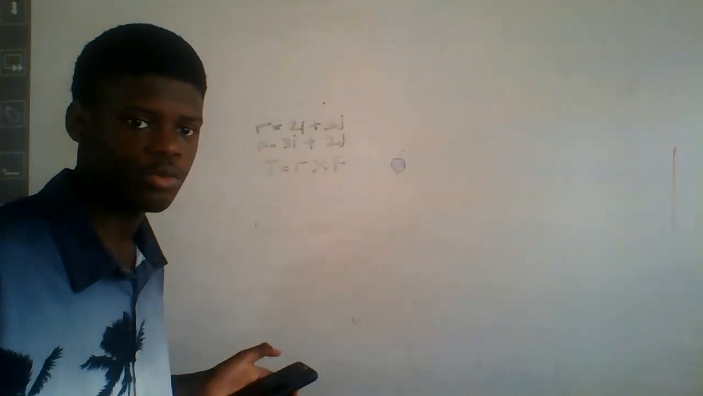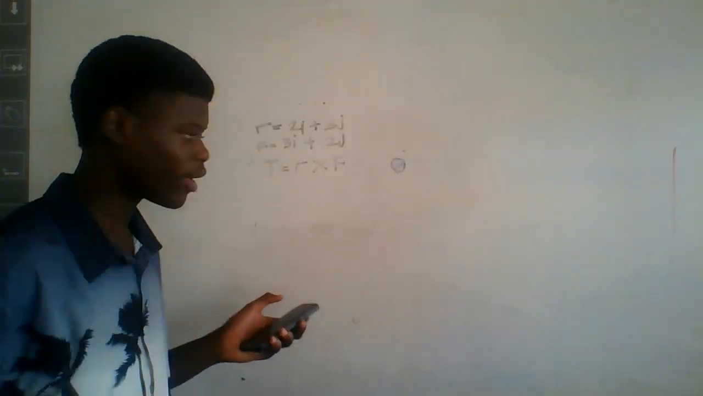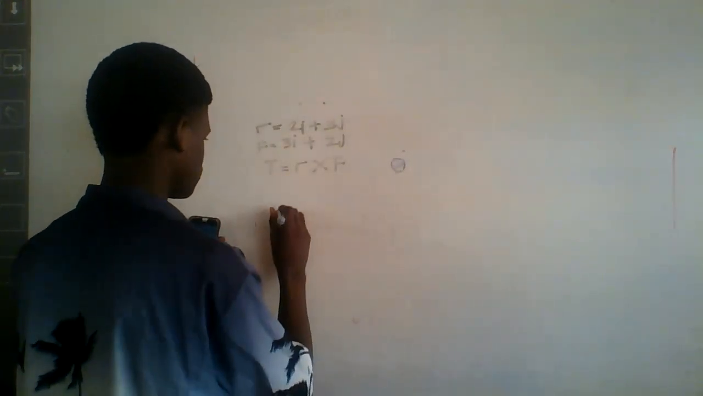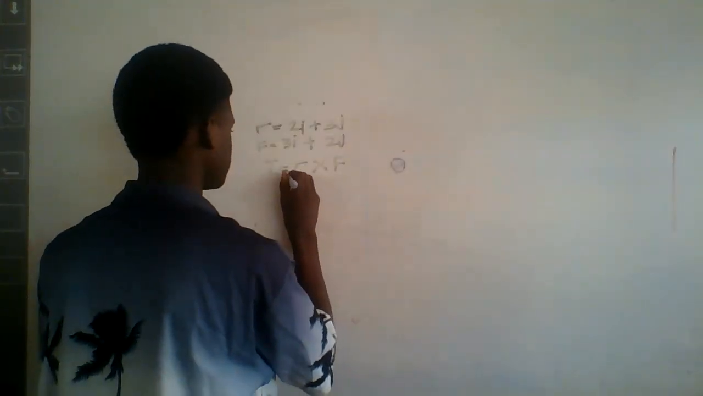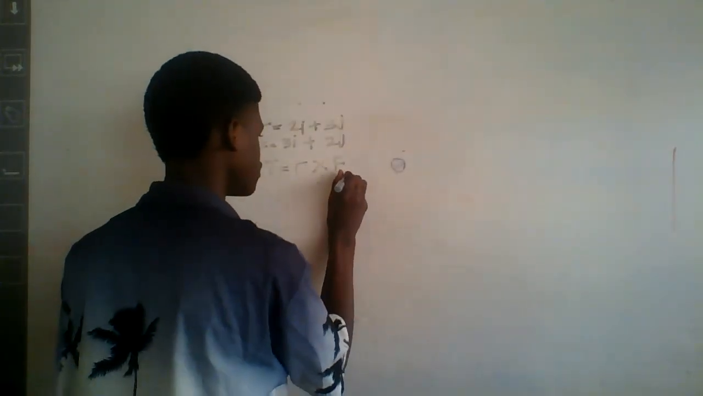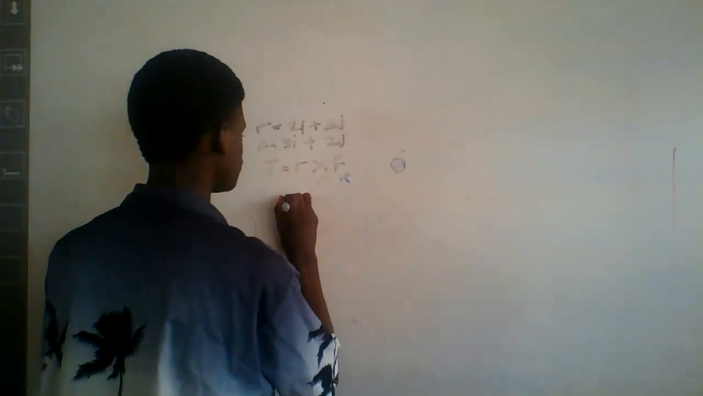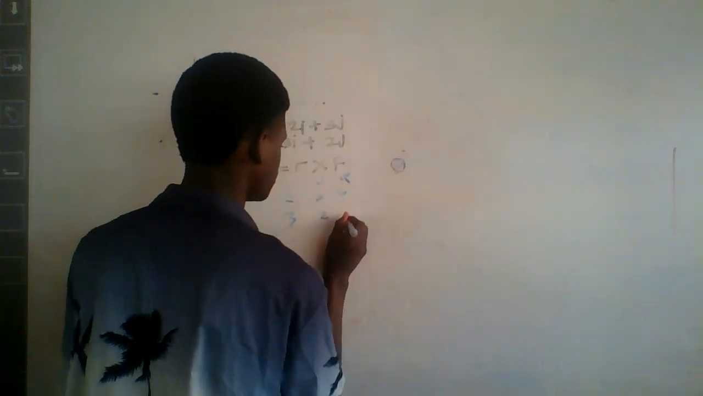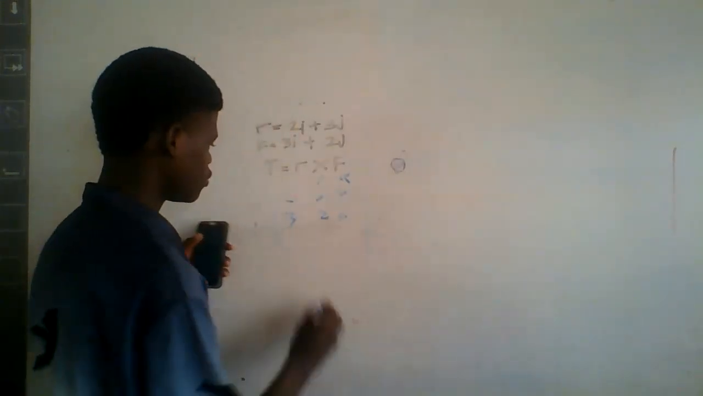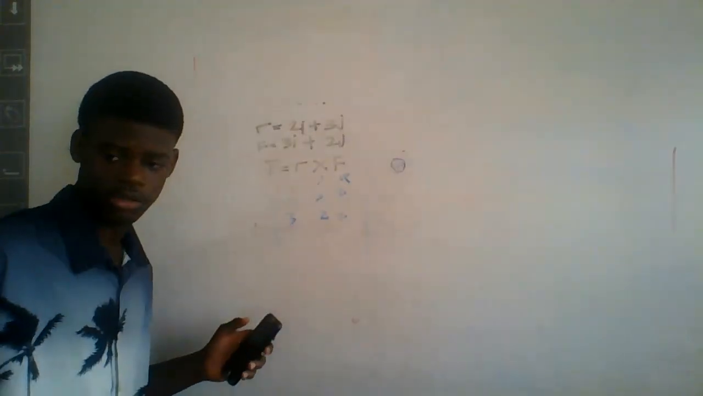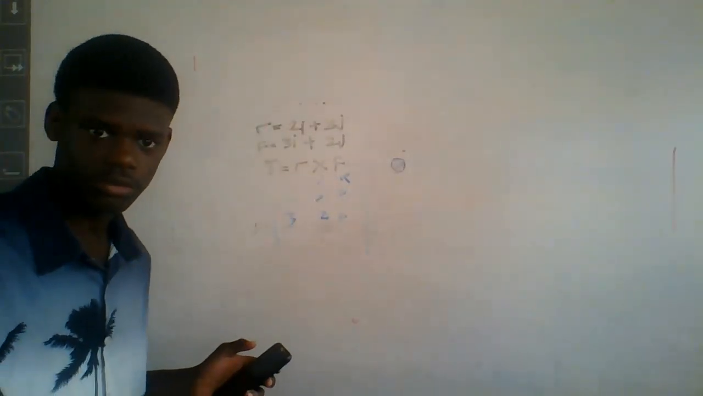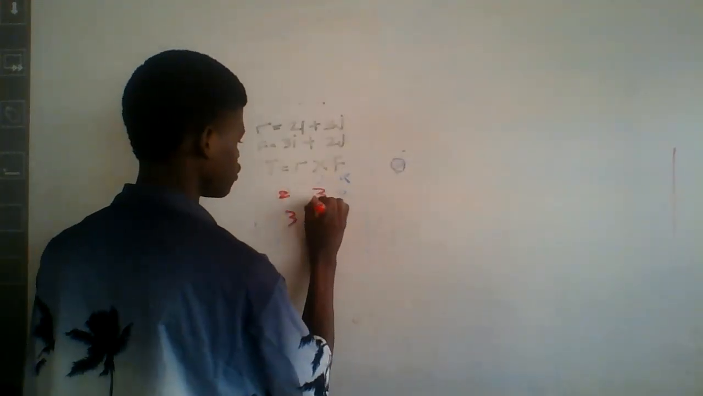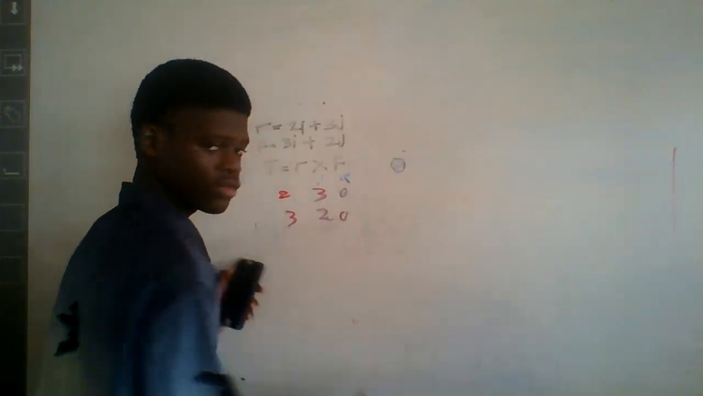So we are going to do the vector product, which is a matrix. The vector product of R cross F. So let's do that. That will be i, j, k in the first row. Then put 2 here, 3 here. In the next row, put 3 here, 2 here, and 0, 0, because they don't have a k.